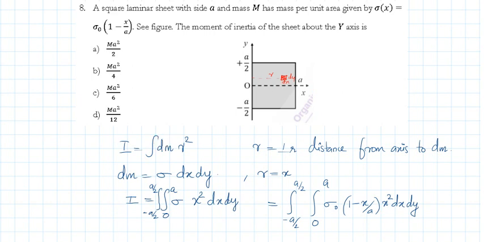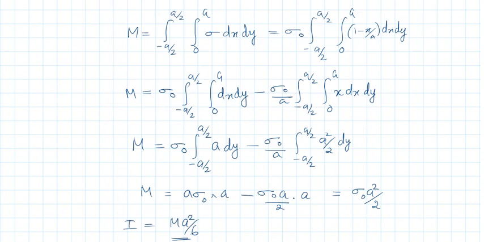Substituting back, you will get I is equal to double integral sigma x square dx dy. What is the limit of integration for x? From 0 to a. What is the limit of integration for y? Minus a by 2 to a by 2. That is clear from the figure. Substitute for sigma: sigma 0 into (1 minus x by a) into x square dx dy. You can take sigma 0 outside.